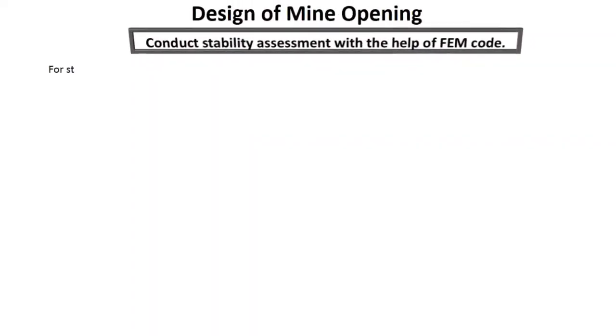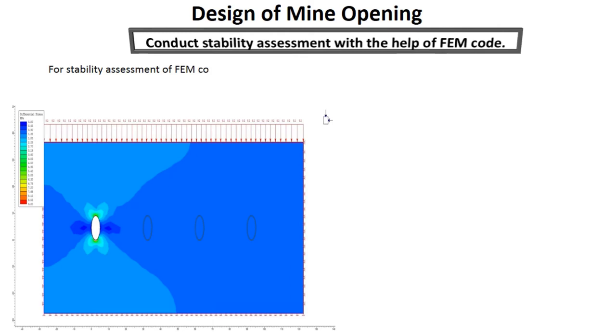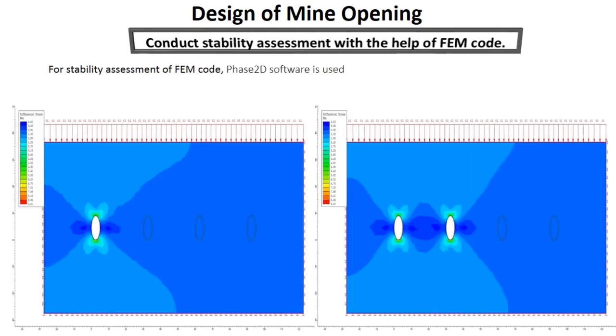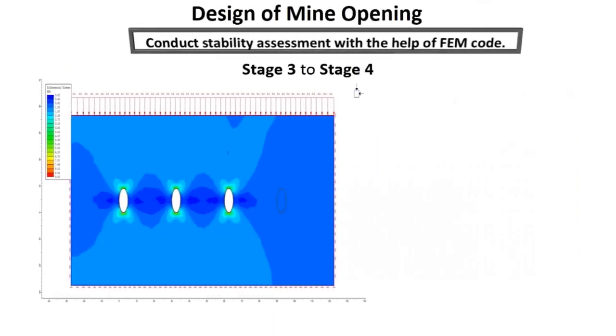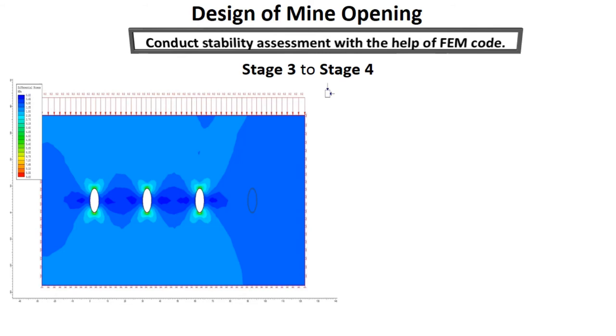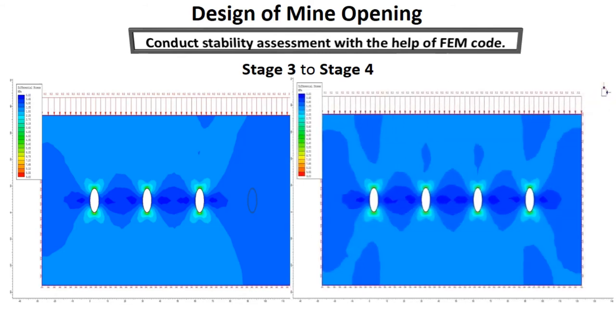To conduct the stability assessment, we use the Phase 2D software to analyze the stresses in openings and pillars. The process is done in 4 stages. In stage 1, as you can see, the stress analysis in one opening. In stage 2, the stress assessment in second opening. Similarly, in stage 3, the 3 openings analysis of the stress. And in stage 4, the combined effect of all the 4 openings, which shows that the stresses are minimum and safe.